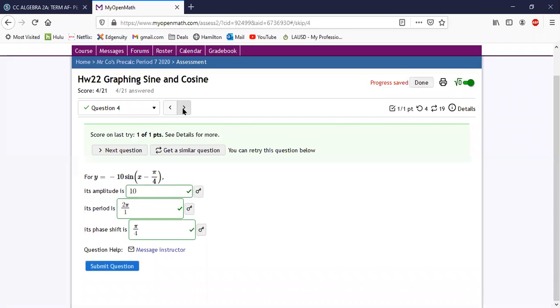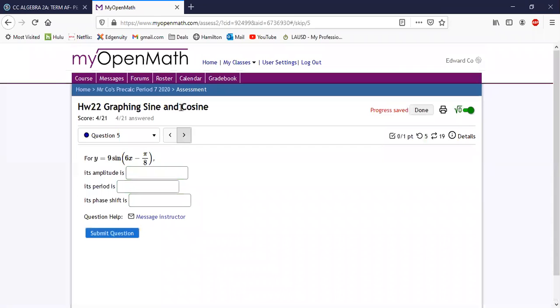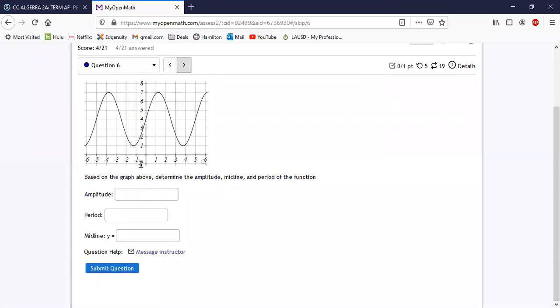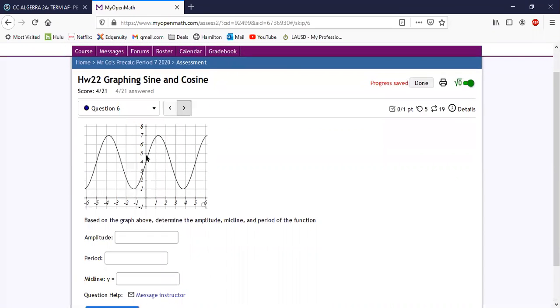Okay, so this is for you to also check your answers. Again, we're going very fast, just identifying the parts. That's what I want you guys to be able to do. Now, looking at this follow-up question here: based on the graph above, determine the amplitude, midline, and the period of the function.